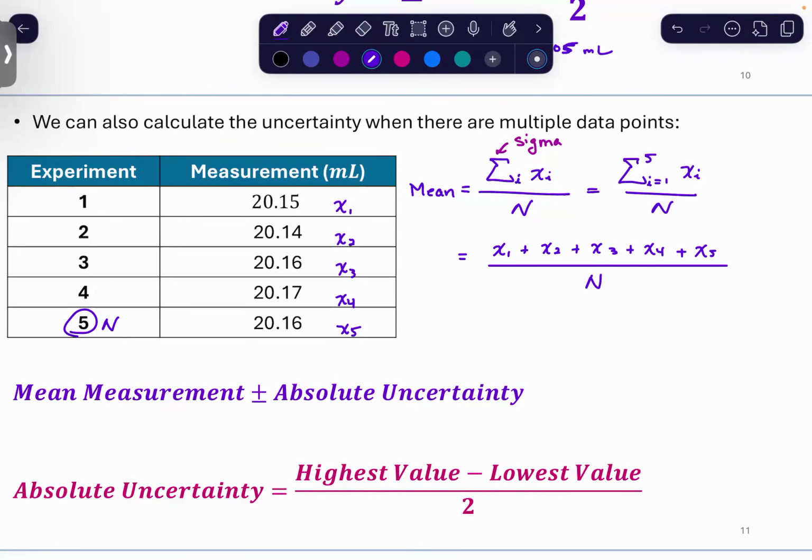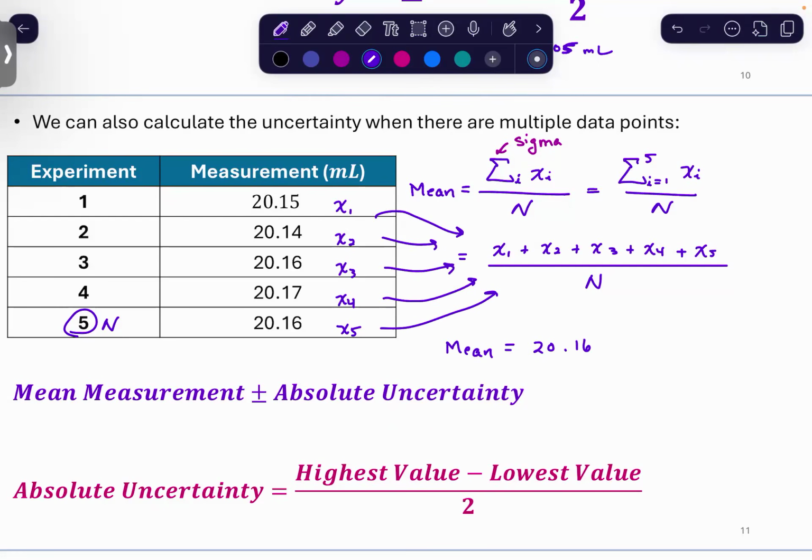So then what you're going to do is take all of these numbers, plug them into here, add them all together, divide by 5, and you'll get your mean value. So in this case, your mean value is going to be 20.16. So try plugging all those in there and dividing by 5, and you'll get your mean value.